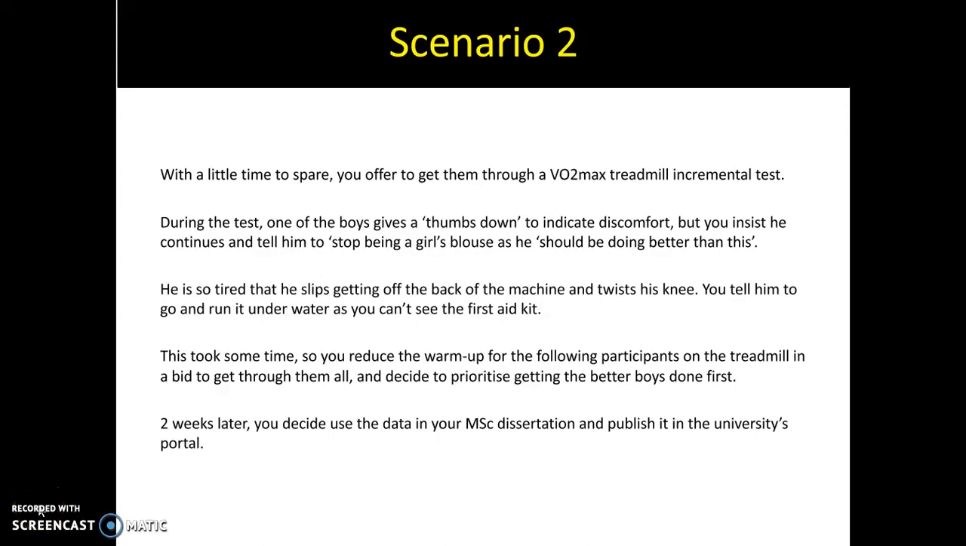Next we're going to be covering scenario 2. With a little time to spare, the researcher offers the participants to get through a VO2 max treadmill incremental test. During the test, one of the boys gives a thumbs down to indicate discomfort, but you insist he continues and tell him to stop being a cow's blouse, as he should be doing better than this.